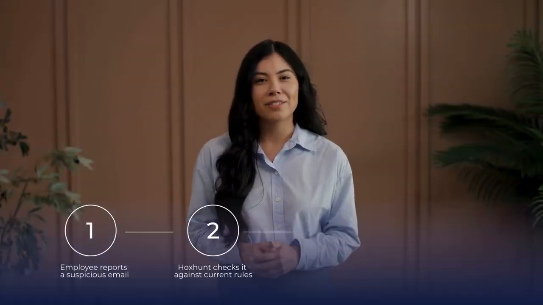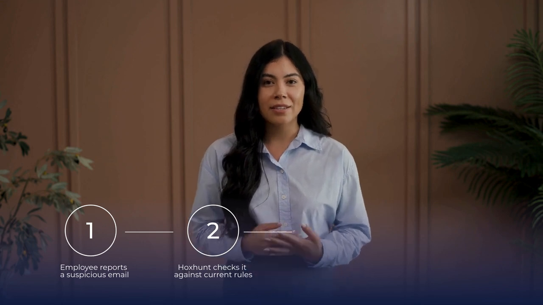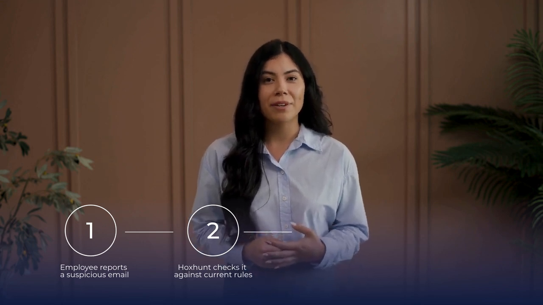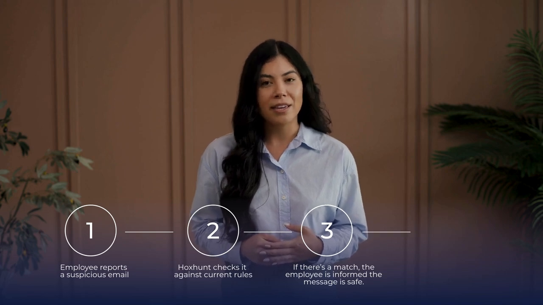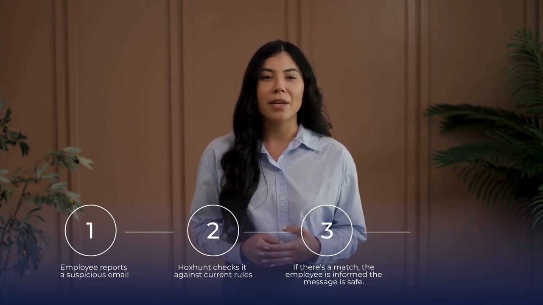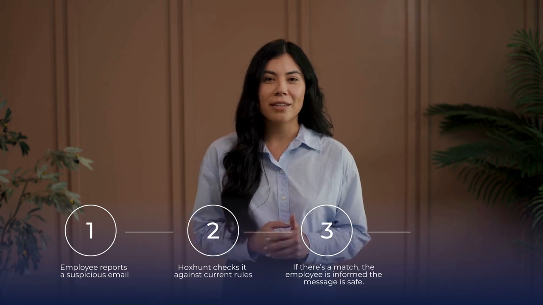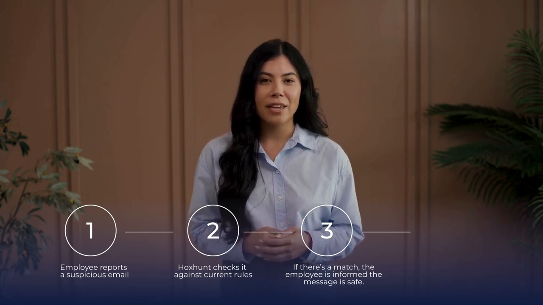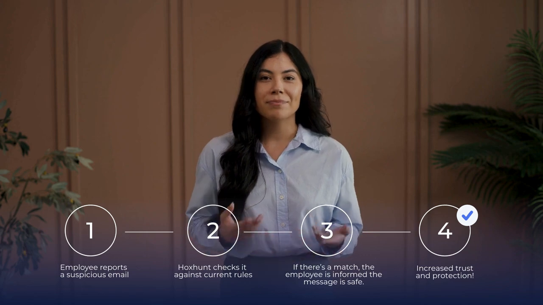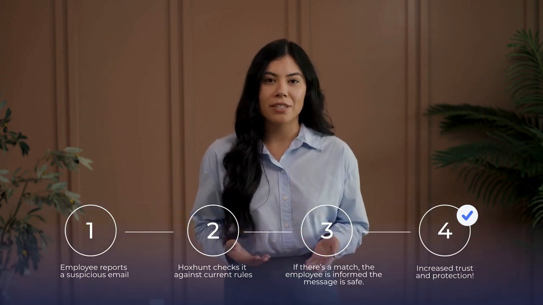When an employee reports a suspicious email, the system instantly checks it against configured feedback rules. If there's a match, the employee is immediately informed that the email is safe. Security teams can add a custom message that explains why the email is legitimate, building trust and reinforcing learning.